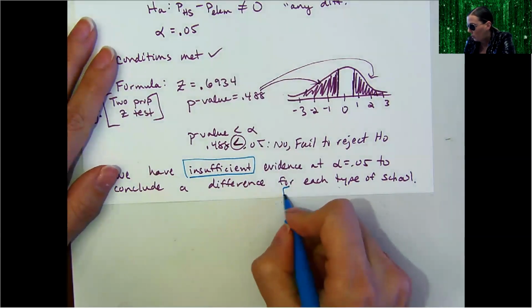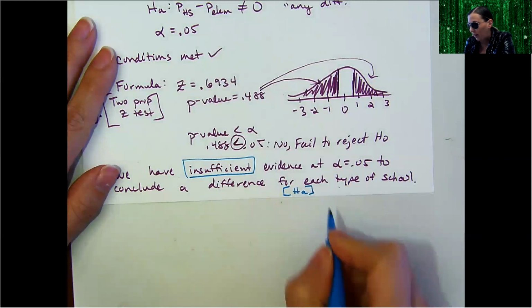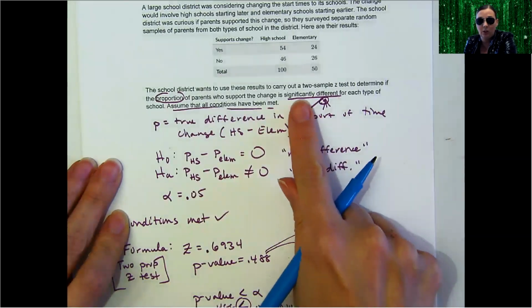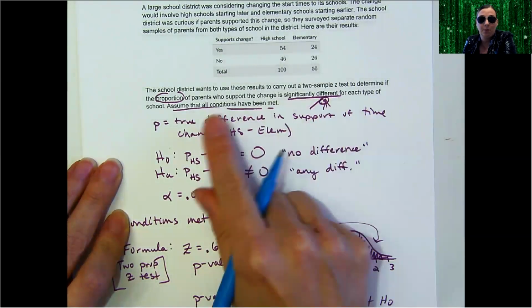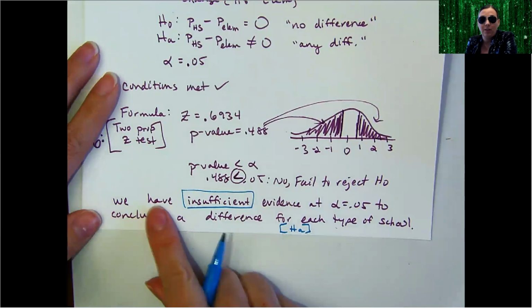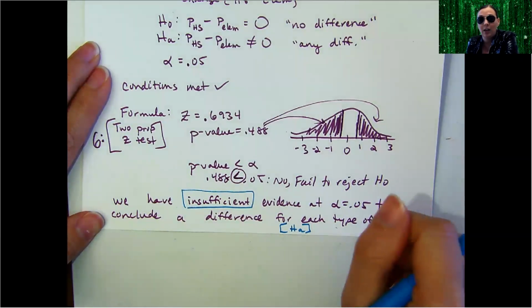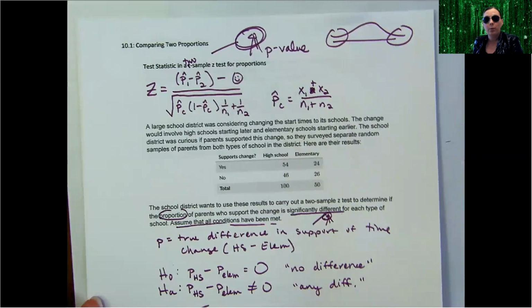These conclusions always go back and reference your alternative hypothesis, which was that there was any sort of difference, or you can steal this language, significantly different for each type of school. So we have insufficient evidence at alpha equals 0.05 to conclude a difference for each type of school. Let's try one more.